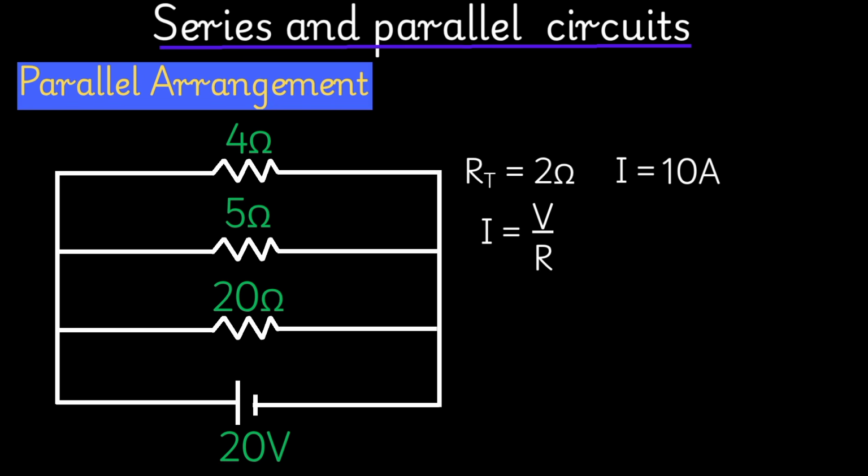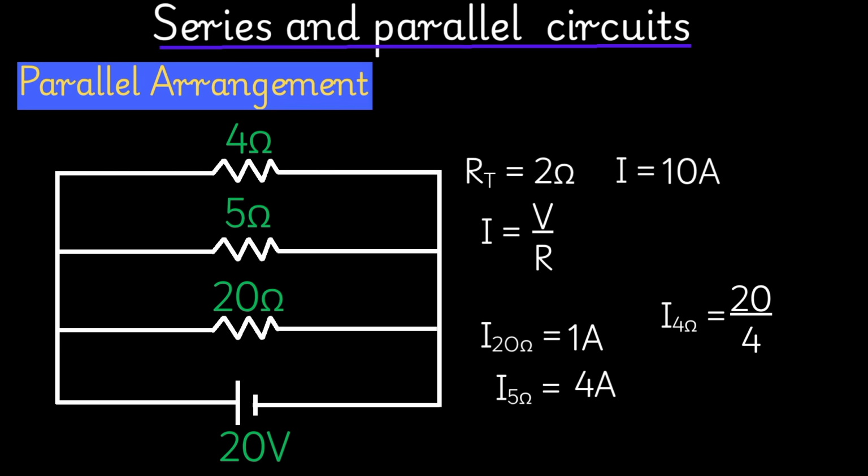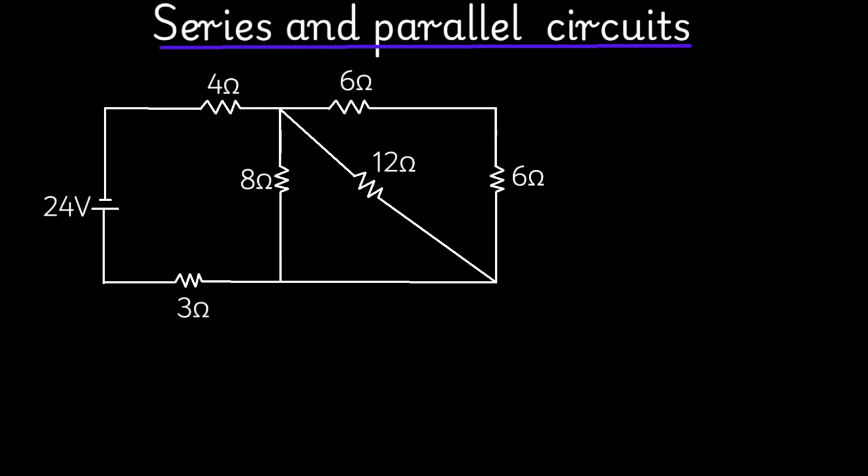Now let us get the current through each of the resistors, and they should add up to 10. So for the 20 ohm resistor, it shall be 20 divided by 20, that gives us 1 ampere. Then for the 5 ohm resistor, our voltage is 20 and the resistance is 5, so it shall be 20 over 5, which gives us 4 amperes. Then last, for the 4 ohm resistor, we get 5 amperes. Notice that 5 plus 4 plus 1 gives us 10 amperes.